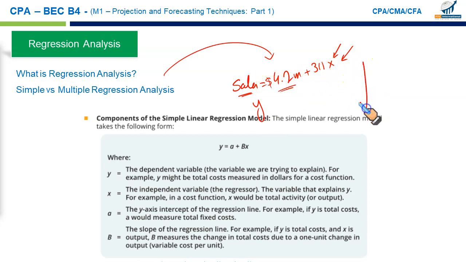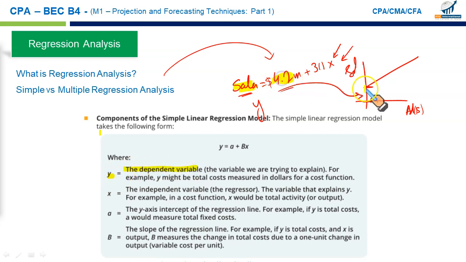So it can be mathematically plotted on a Cartesian coordinate system this way. This is the level of advertisement in dollars, and this is the level of your sales. So this point here, 4.2 million, is the contractual sale which is not dependent upon your advertisement, but then every $1 you spend will generate an increase of sales of $311. So remember this part, let me highlight. This is the dependent variable, Y.